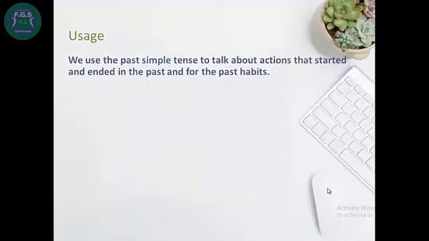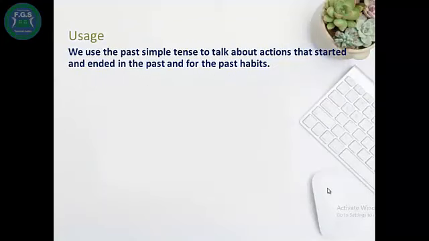Usage. We use the past simple tense to talk about actions that started and ended in the past and for past habits. I visited my uncle yesterday. I visited my uncle. That is an action that started and ended in the past.